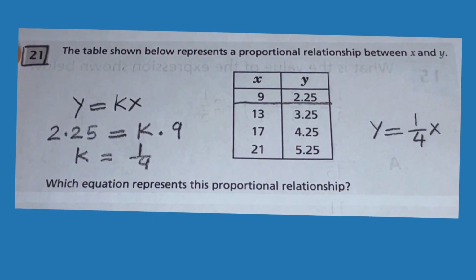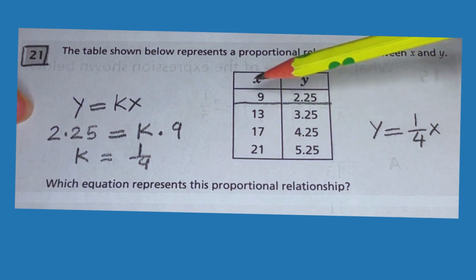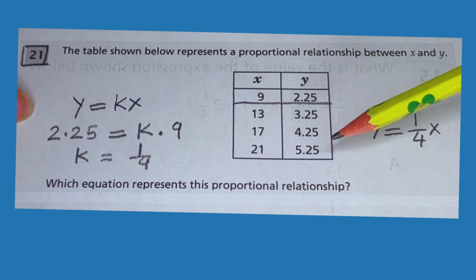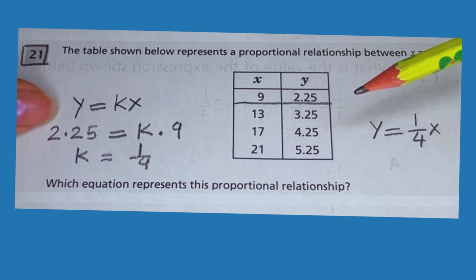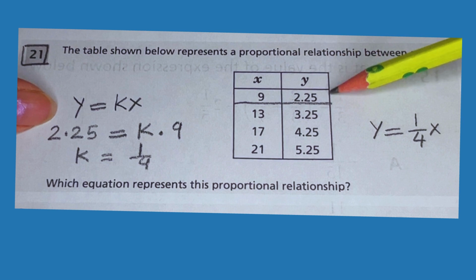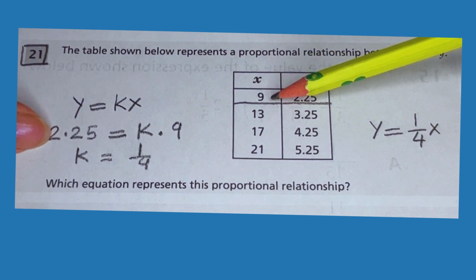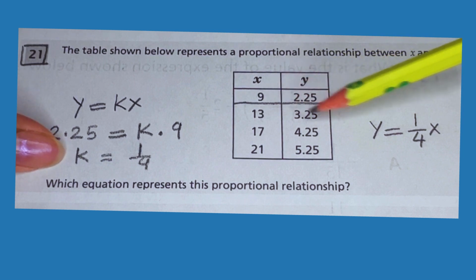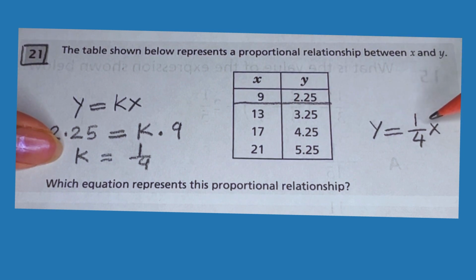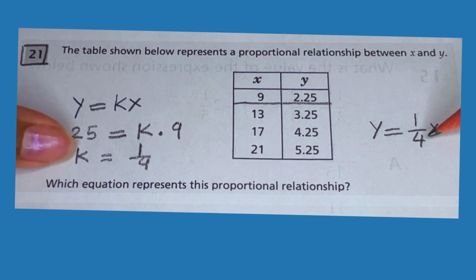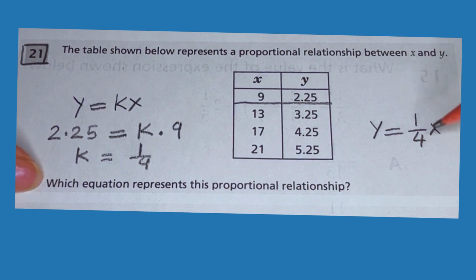Question number 21. The table shown below represents a proportional relationship between x and y. So here, if we see, this is the x value and this is the y value. So we know that y equals kx. If you take the y value 2.25 and the x value 9, so k equals 1/4, and y equals, if we use the k value here, 1/4 x, that represents the proportional relationship equation.